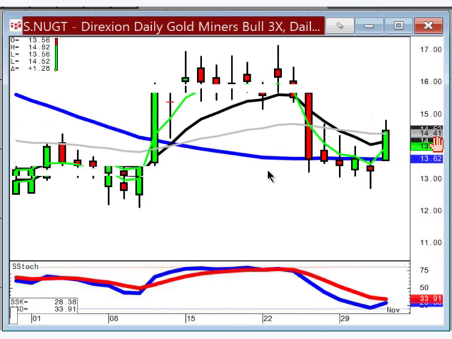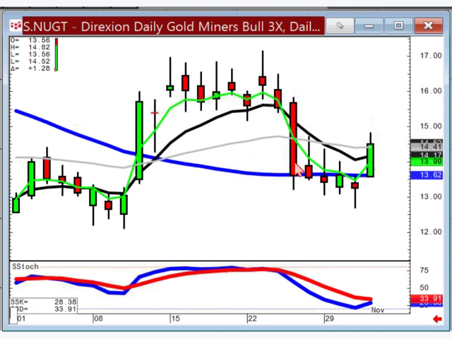Same scenario on the gold stocks. You can see what happened to Nugget. Inverted hammer, doji, spinning top, doji. Now a bullish candle. And where did this all occur? Right smack dab on the 50.